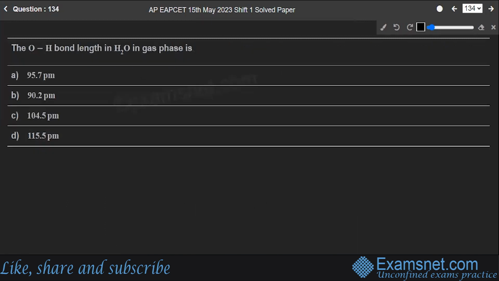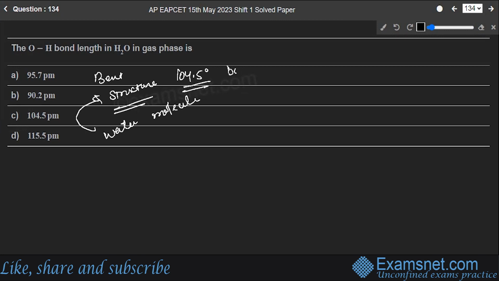The OH bond length in water in gas phase is given by. In the gaseous phase, the water molecule has a bent structure with the 104.5 degree bond angle. The OH bond length is 95.7 pm.